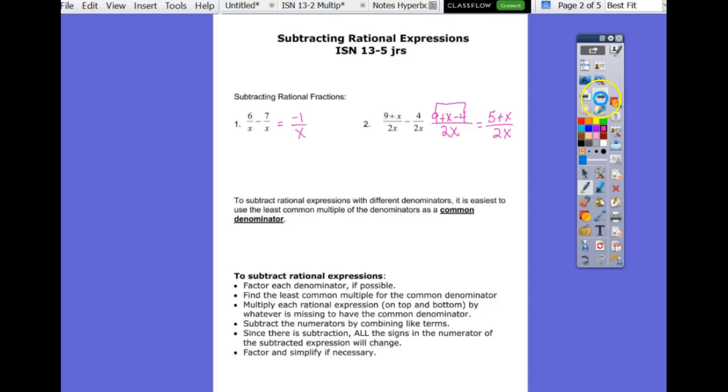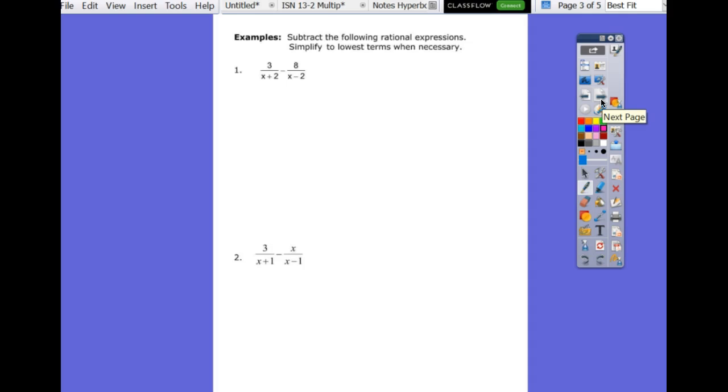So this is how we're going to do this. If you look at number 1, I have to start with the common denominator. The common denominator here would be x plus 2 and x minus 2.